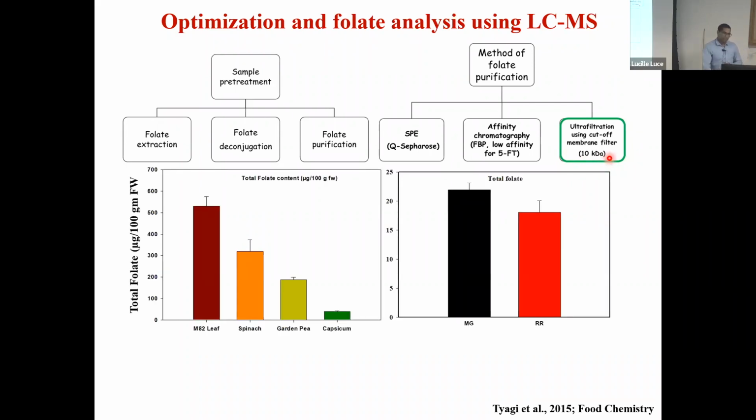Using this method, we analyzed folate content in tomato leaf, tomato fruit, and different vegetables. One of the interesting things we observed is that tomato leaf has more than 40-fold higher folate compared to fruit, and the folate levels measured in other vegetables were similar to the reports in the literature. Using this method, we found 4 different folate forms. 5-methyl tetrahydrofolate was the most abundant folate form, and tetrahydrofolate was the least abundant.